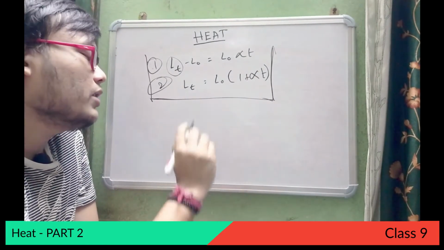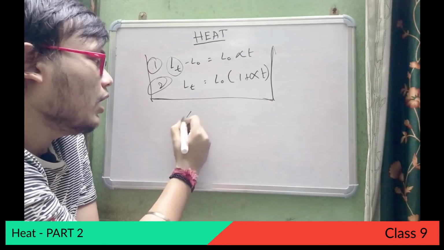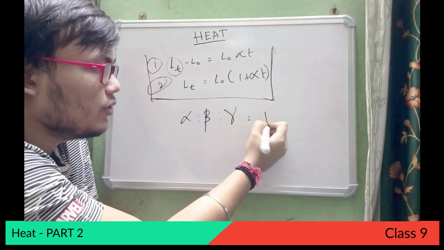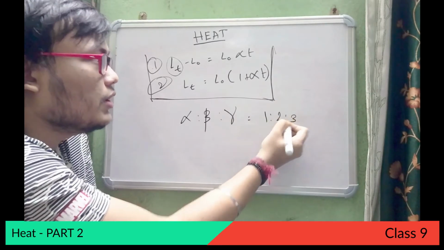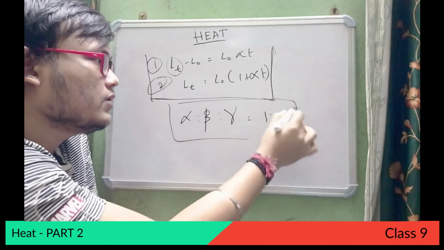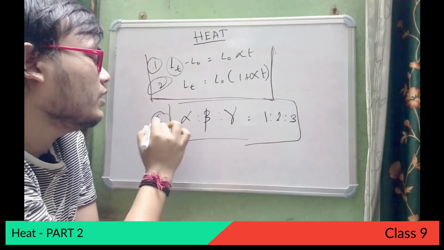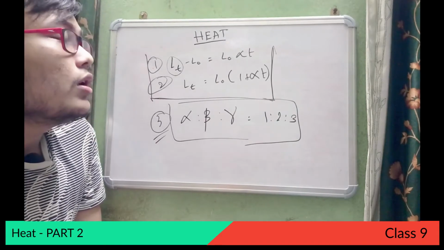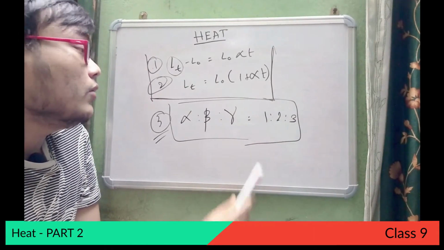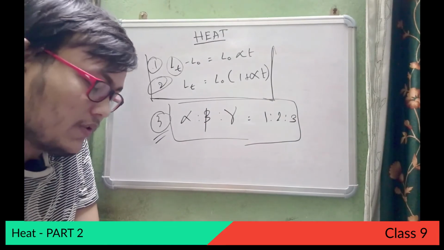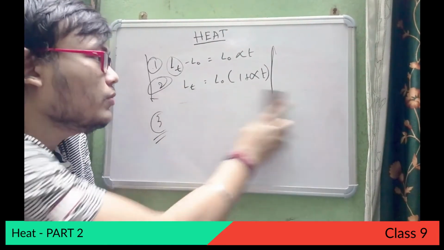We have to keep these 2 formulas in mind to solve our numericals. There was also another relation: alpha is to beta is to gamma as 1 is to 2 is to 3. These 3 relations we have to keep in mind for solving the numericals. According to these formulas, I will be solving a few numericals for a better understanding. So we'll move on to the numericals.